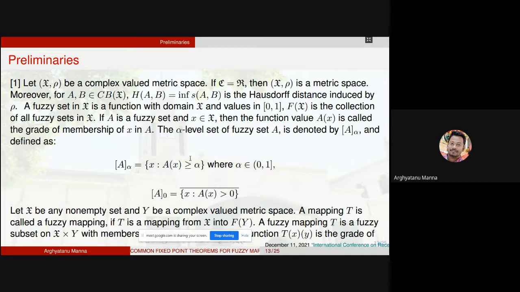A fuzzy set in X is a function whose domain is X and whose values are in [0, 1]. F(X) is the collection of all fuzzy sets in X. If A is a fuzzy set and x belongs to X, then the function value A(x) is called the grade of membership of x in A. The alpha-level set of a fuzzy set A is denoted by A_α and defined as follows. Let X be a non-empty set and Y be a complex valued metric space. A mapping T is called a fuzzy mapping if T maps from X into F(Y). A fuzzy mapping T is a fuzzy subset on X × Y with membership function T(x)(y), the grade of membership of y in T(x).